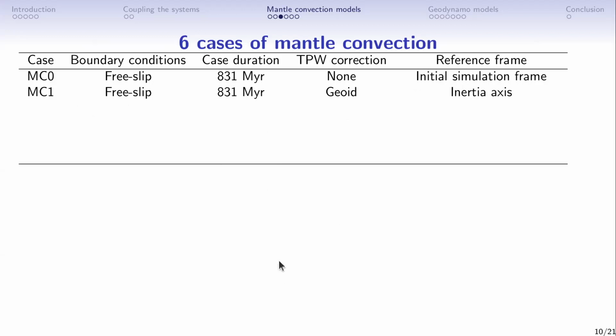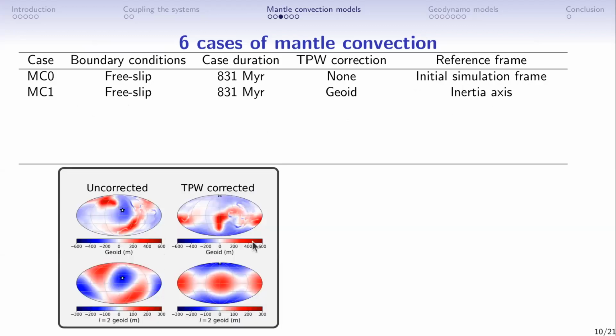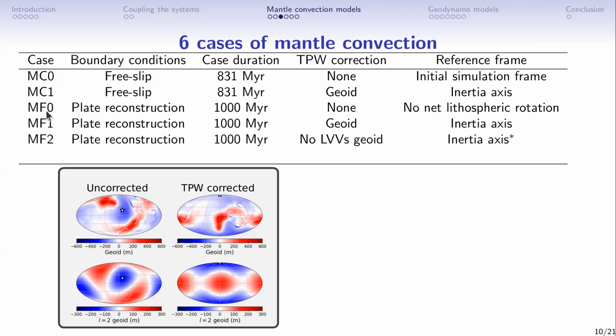To explain a bit more how this correction works, we first extract the geoid from the model, and we keep only the degree 2 of the geoid. From this degree 2, we can compute the maximum inertial axis that I show here with this white star. And we rotate the outputs to ensure that the maximum inertial axis stays parallel to the rotation axis, which brings the positive anomaly of the degree 2 geoid towards the equator. We also do this correction for the MF model, which reproduces 1 billion years of mantle convection driven by a plate reconstruction.